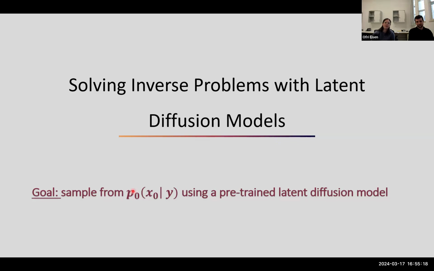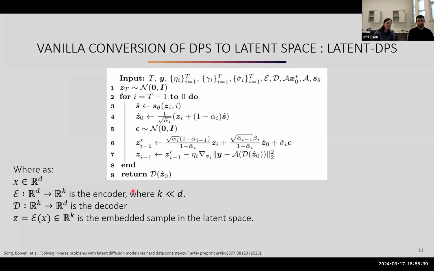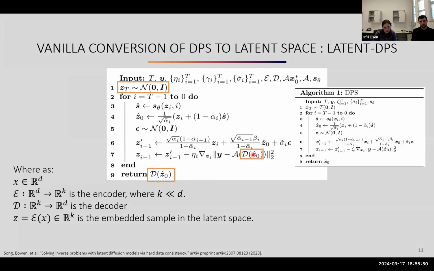The main problem that both papers try to solve is inverse problems with latent diffusion models. We'll mention that both papers try to use foundation models like Stable Diffusion to solve these inverse problems without any additional training. We discussed earlier what DPS is, and this is how the conversion of DPS to the latent space looks. As we can see, there's only the decoder here and the initialization with z instead of x, and here you can see the original DPS algorithm.